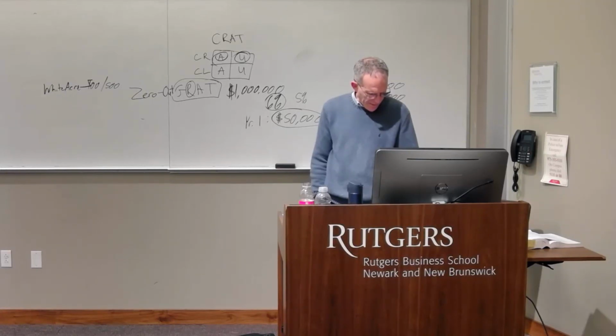How is the pooled income fund payout determined? Based on return. You get a unit of participation. Who maintains the pooled income fund? The charity itself. How do you determine the charitable contribution? Again, it's based on the remainder interest, guys.